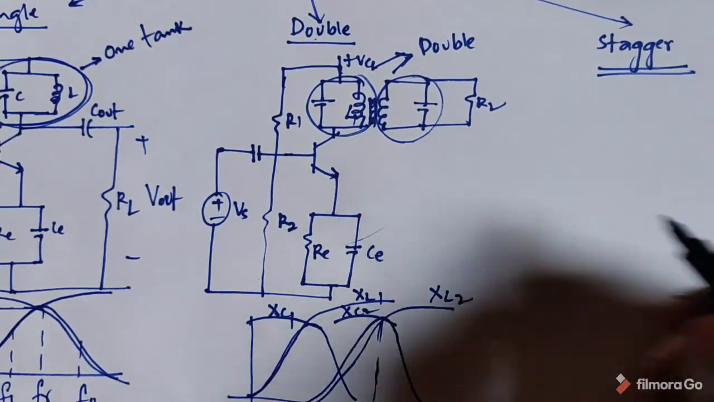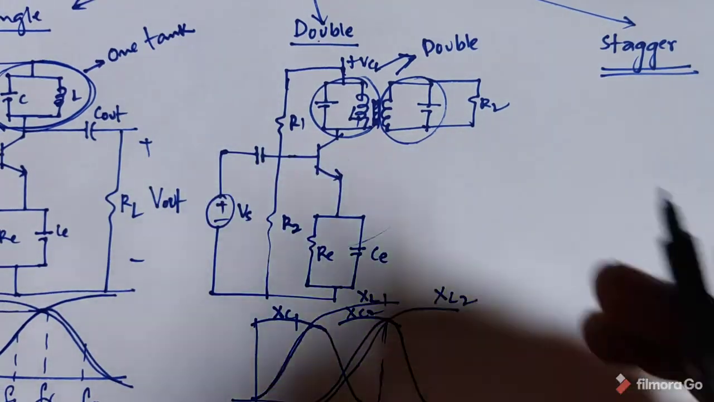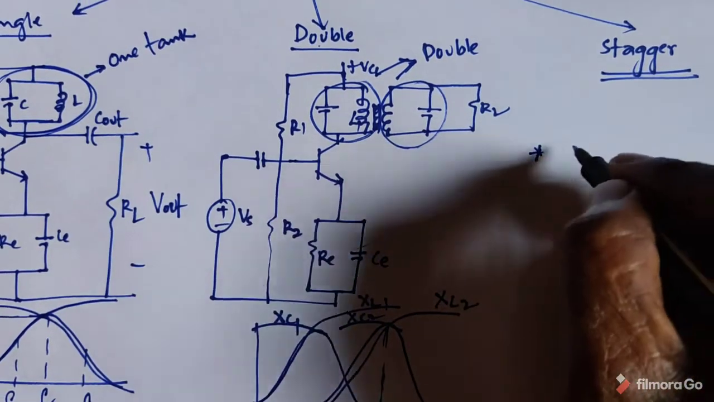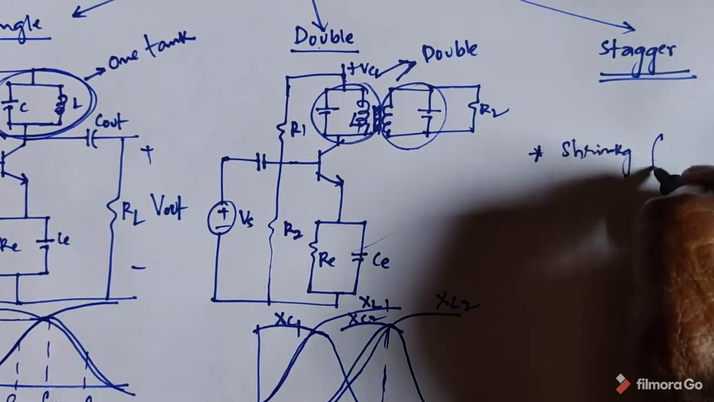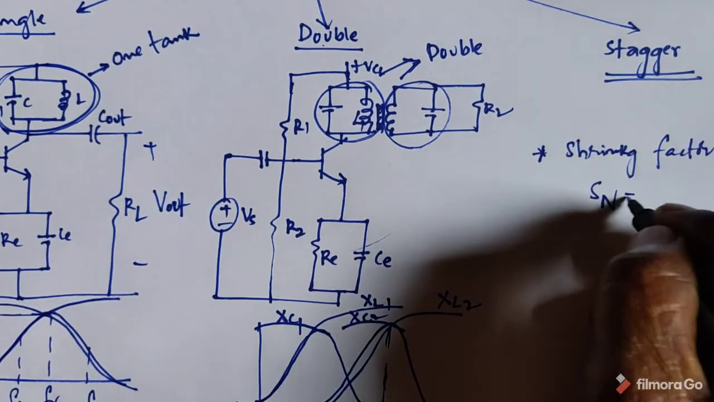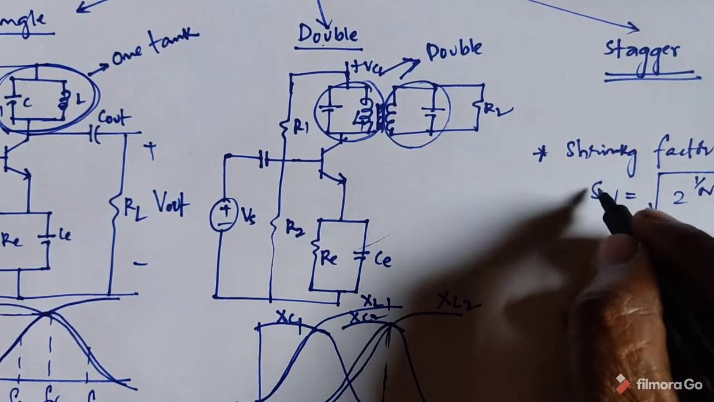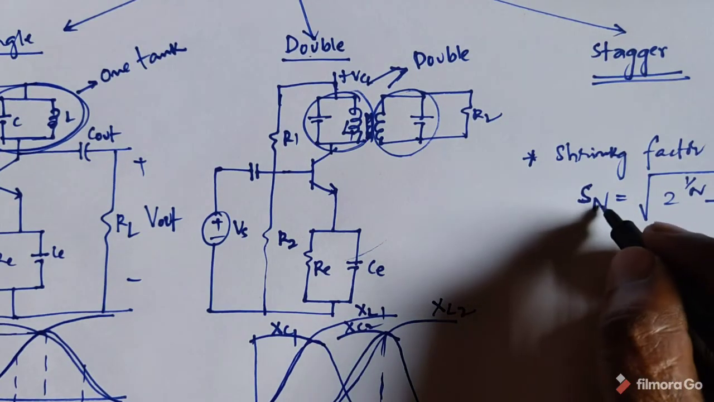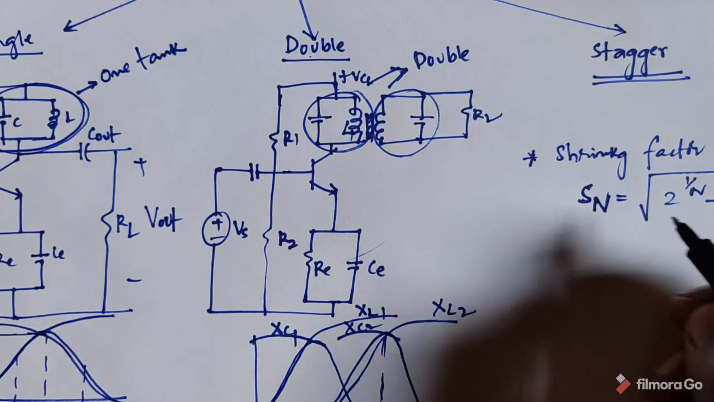You can use many tank circuits, the number of tank circuits we have used. For that type of same circuit diagram, you can use the shrinkage factor. That factor depends on the number of stages: Sn is equal to 2 to the power of 1 by n, minus 1. So that is the shrinkage factor, the number of coupling factors we have to use, that is the tank circuits.